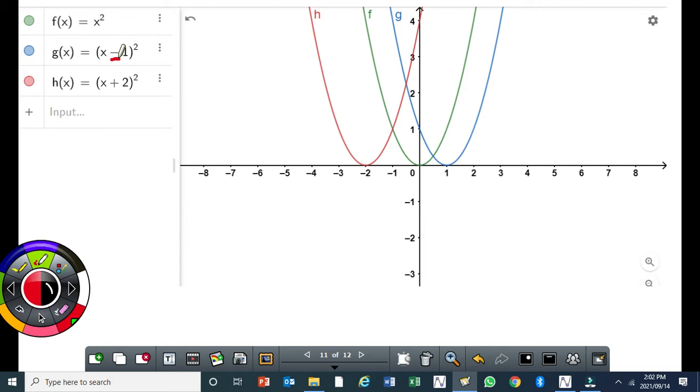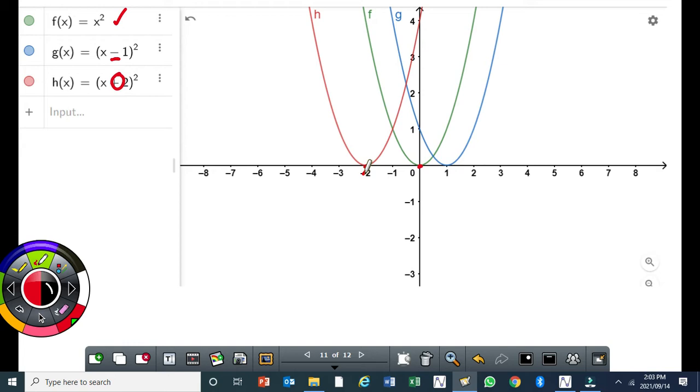The graph of h is actually the graph of f if we move f by 2 units to the left. So we've got this plus 2. It indicates that the graph of f was moved by 2 units to the left. Therefore, the turning point which was here moved to that point. The turning point is now at x equal to minus 2 and y equal to 0.